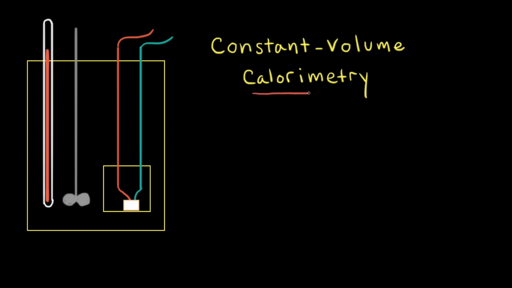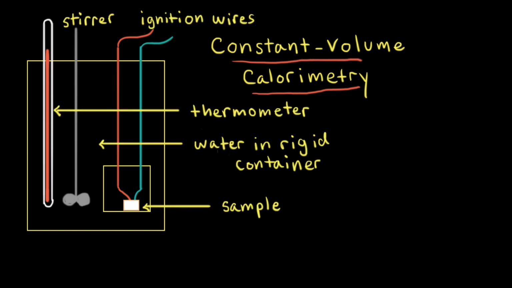Calorimetry refers to the measurement of heat flow, and there are many different types of calorimeters. In this case, we're looking at a constant volume calorimeter, which is also called a bomb calorimeter. Let's look at how a bomb calorimeter works.